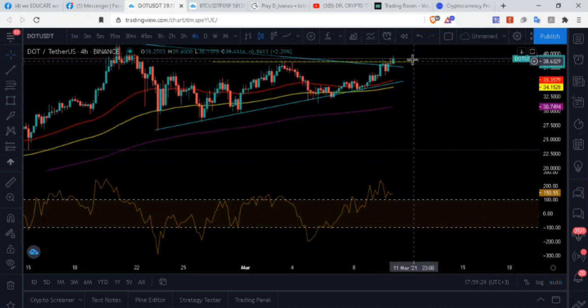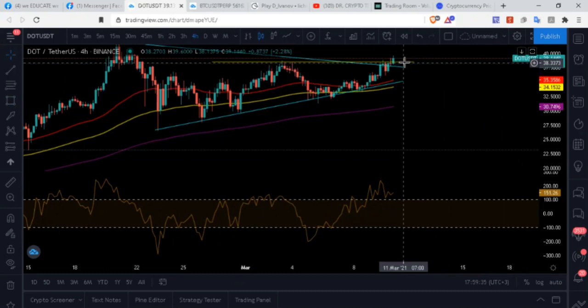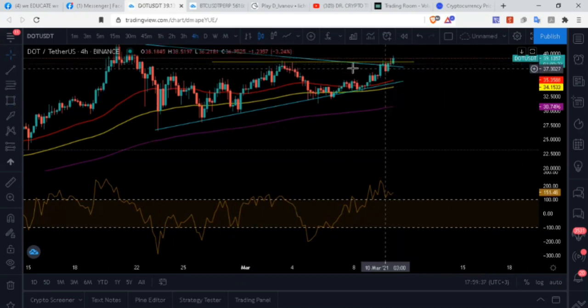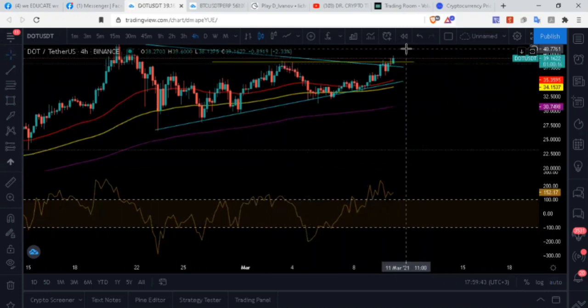We will wait for the price to go here, around 38 something. So this is the new support, that is the previous resistance on this area. We will not enter on the current price. We will just wait for the price to go around 38.2.